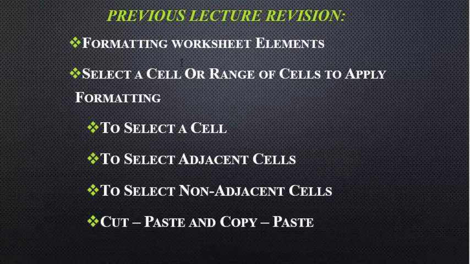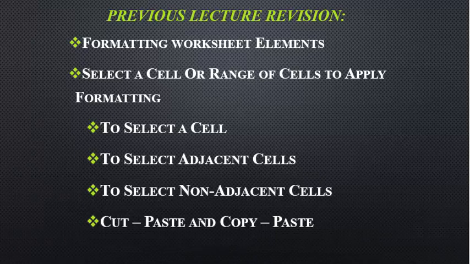we had studied formatting worksheet elements, then selecting a cell or range of cells to apply formatting. Then we studied how to select a cell, how to select adjacent cells, then how to select non-adjacent cells. You may remember that by using the shift key or by dragging the mouse after clicking on a single cell, you can select adjacent cells, or by pressing the control key and clicking, you can select non-adjacent cells.